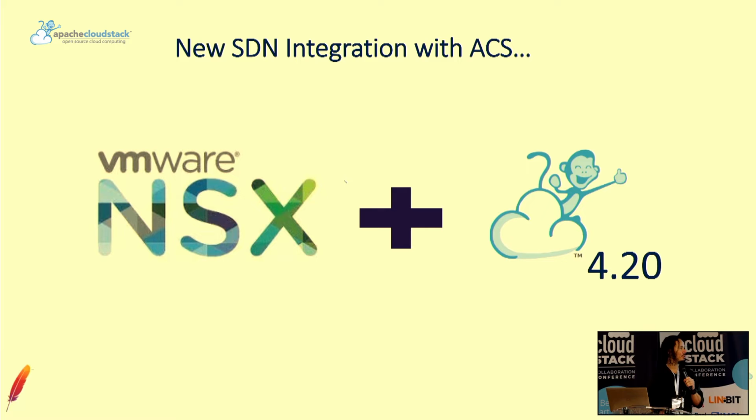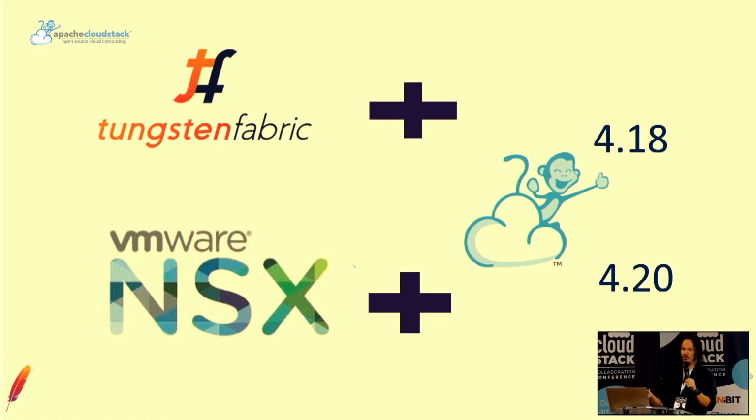And now, a new integration, VMware NSX, which hopefully will be in 4.20. That's what we are aiming for. And of course, VMware NSX is SDN, which will bring us to a richer environment, with Tungsten and VMware NSX on CloudStack. We can create much richer topologies there.